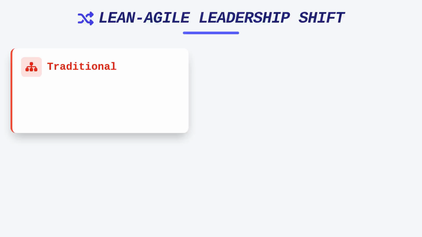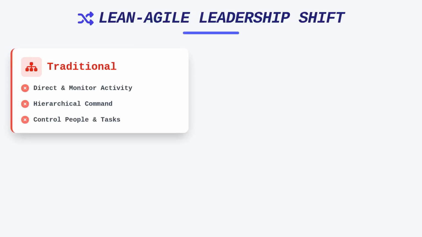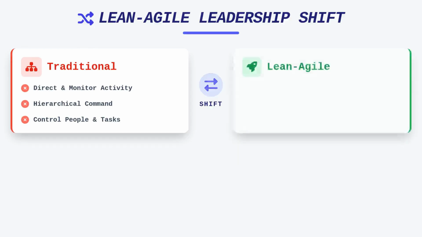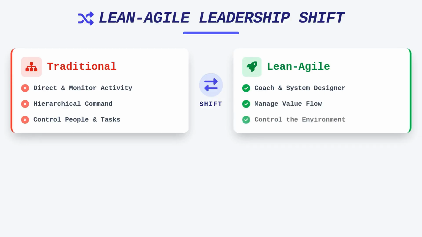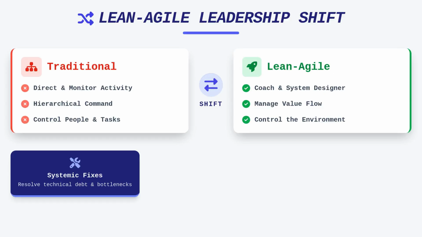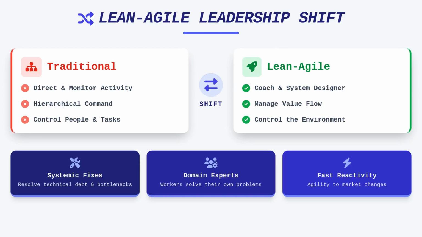In the traditional management paradigm, a leader's primary duty is to direct work and monitor individual activity through a hierarchical structure. Lean Agile leadership rejects this stance in favor of a model where leaders act as teachers, coaches, and system designers. You are not meant to manage tasks, but to manage the flow of value through the system by addressing systemic impediments. This requires a fundamental shift in perception where you view the workers as the domain experts who are best positioned to solve the problems they encounter.